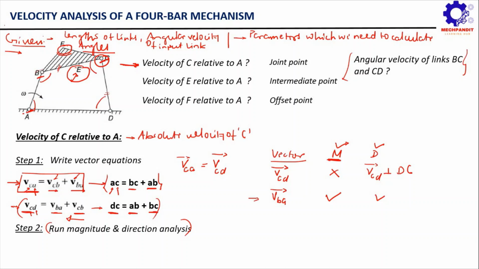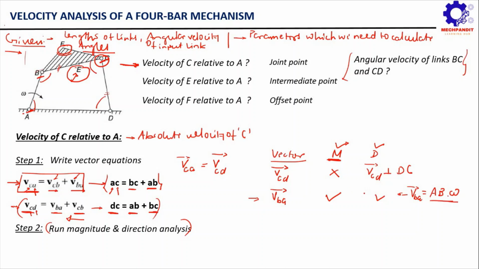We usually know that once the angular velocity of this link AB is known, then it is possible to calculate the velocity of point B relative to A from the given data. So that's why we skipped that factor here. Now you can see easily that the VBA vector is simply equal to AB multiplied by omega. So from here you can calculate the magnitude of the VBA vector.